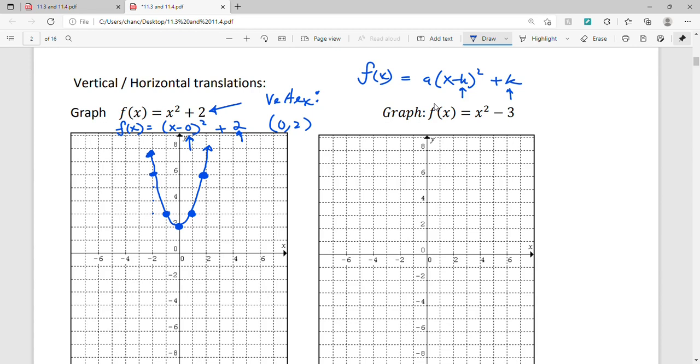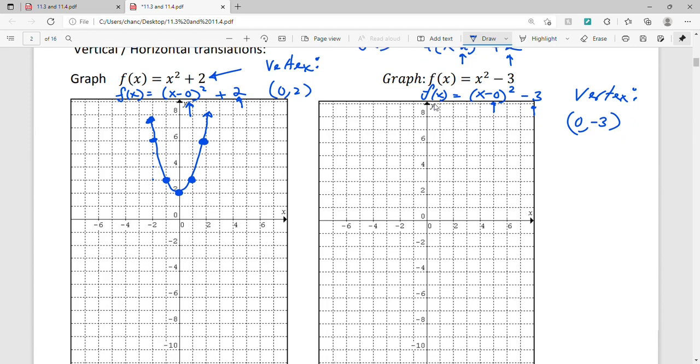Let's look at this graph. We can rewrite it as f of x equals x minus 0 squared minus 3. So what's my vertex? My vertex is again h comma k. This is the h, this is the k. So the vertex is 0 comma negative 3. So this shifts our graph down 3 spaces. So this is the vertex 0 comma negative 3. And the shape is the same.